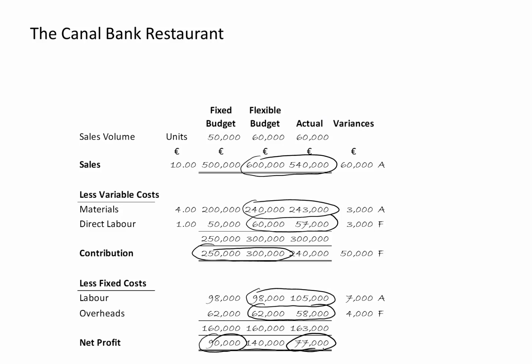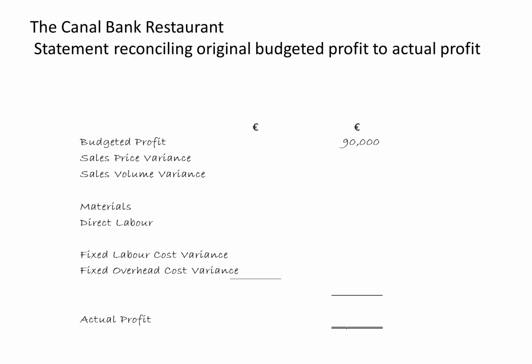So it's simply a list. The other thing I'm going to do is group the variances. I'll group this figure here, which is a sales price variance, with this one here, which is a sales volume variance. I'll group these two together, because these are variable cost variances. And I'll group these two together. These are fixed cost variances. It's very simply a list. And if you have a look now, I'll just drop in here the reconciliation.